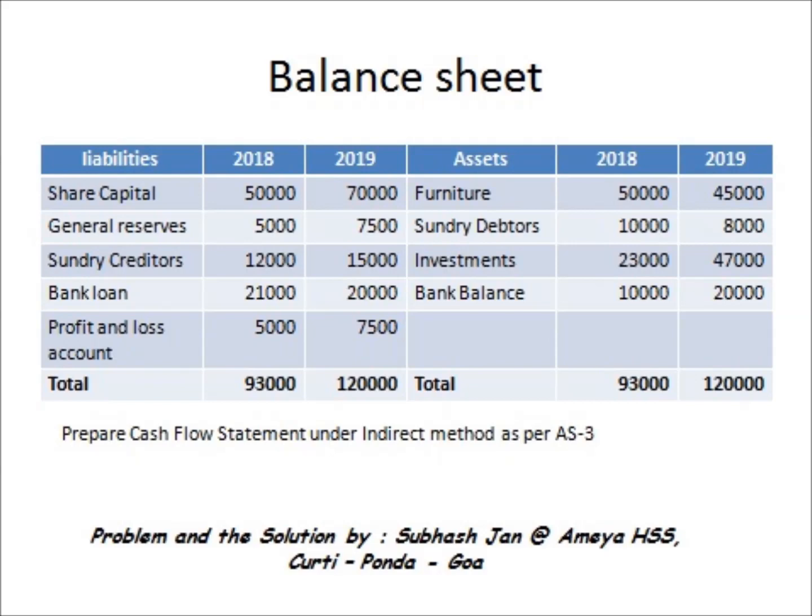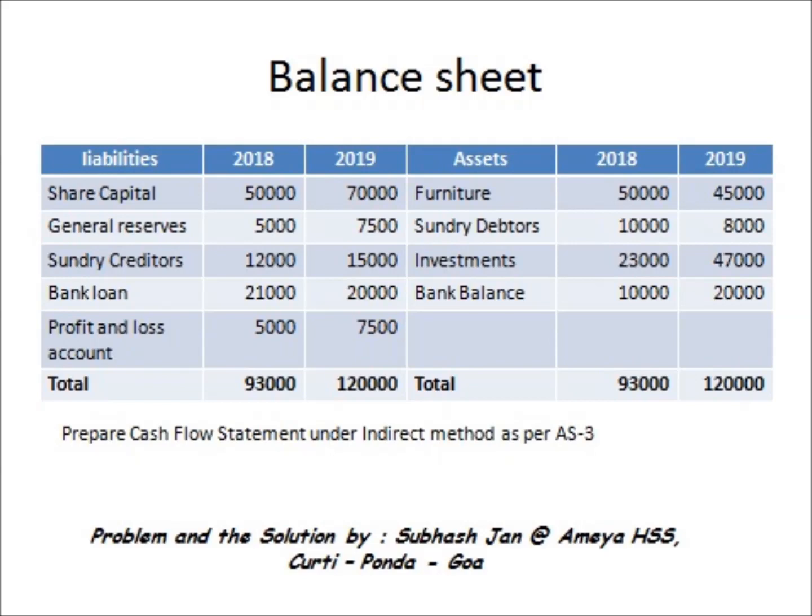Then reserves for the first year you had 5,000. Next year it is 7,500. So it has gone up by 2,500. You have made additional provision that is to be adjusted in profit. Creditors, when it comes to the cash flow statement, is a current liability. So it comes under working capital changes. First year it was 12,000. Next year it has gone up to 15,000. We will see how the adjustment is to be made.